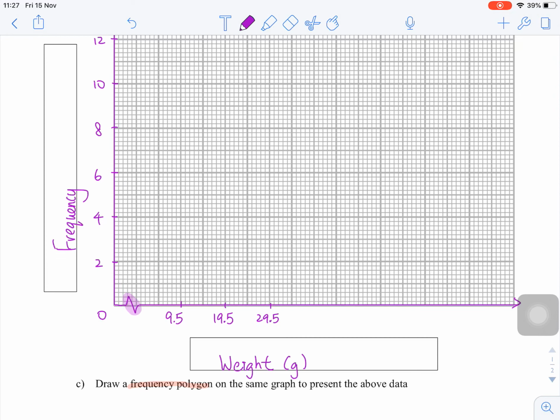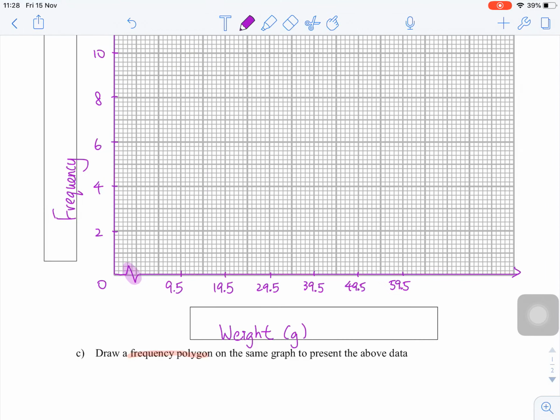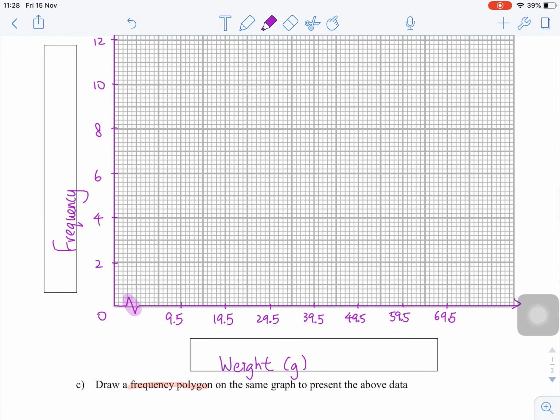29.5, 39.5, 49.5, 59.5. Is there any more? 69.5. Yeah. Remember, no matter how you make it, the width for each set of class boundaries should be the same. Okay? Then we draw the bars.